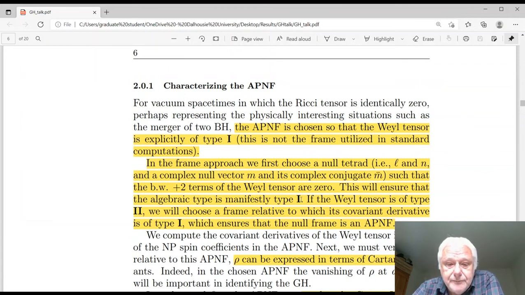and the algebraic type of the space-time is explicitly of type 1. This means that we're looking for surfaces in this null frame for which the tensor is type 2, so the various boost weight terms are 0. Namely, in terms of Newman-Penrose, psi 1 is 0.